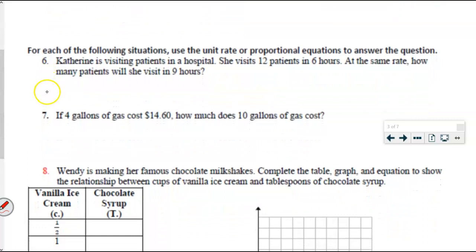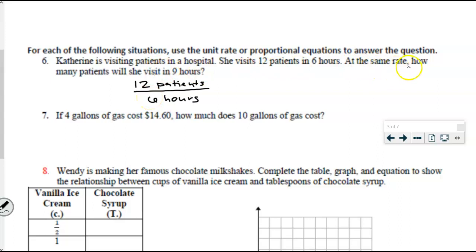On 6 and 7, we are first going to find the unit rate, use the unit rate, or proportional equations to actually answer the question. Since we don't have an equation set up, that means if I wanted to, I would have to do a table, and that's okay. I could set up a table to see that this is 12 patients in 6 hours and find the constant of proportionality that way. That works. I can also set up a ratio, 12 patients in 6 hours.